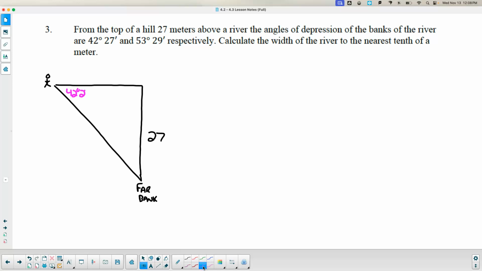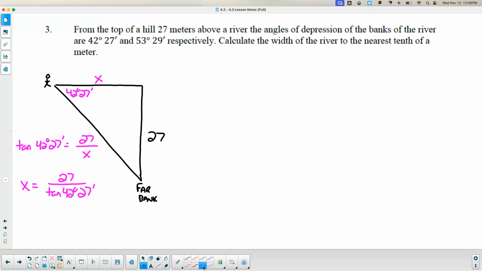42 degrees, 27 minutes. Which side do you want to find? The horizontal or the diagonal? I want to find the horizontal. Yep. We'll call it X. So the tangent of 42 degrees, 27 minutes is going to be 27 over X. So X then is going to be 27 divided by the tangent of 42 degrees, 27 minutes.